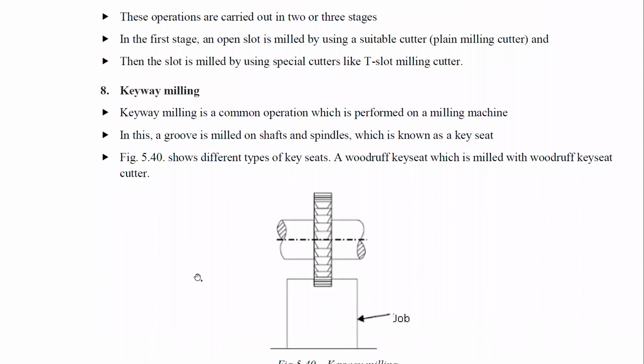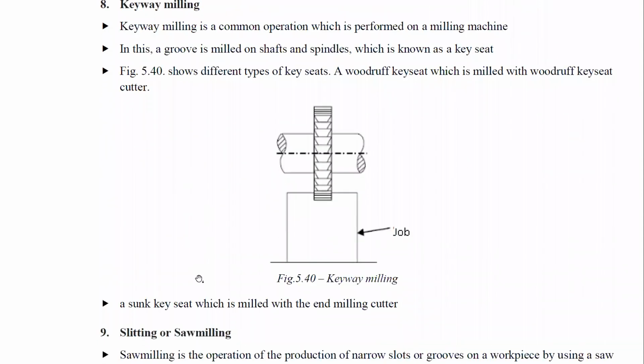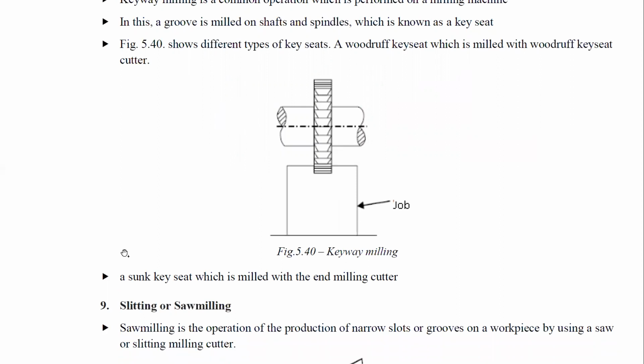Next is keyway milling. Keyway milling is a common operation which is performed on the milling machine. A groove is milled on the shaft and splines, which is known as the keyseat. The figure shows the different types of keyseats. A Woodruff keyseat is milled with a Woodruff keyseat cutter. A square keyseat is milled with an end milling cutter.